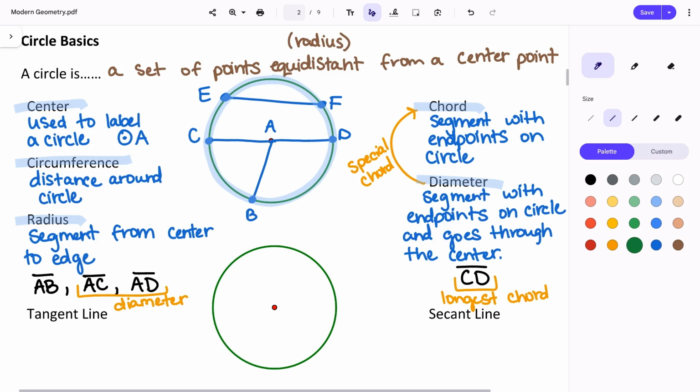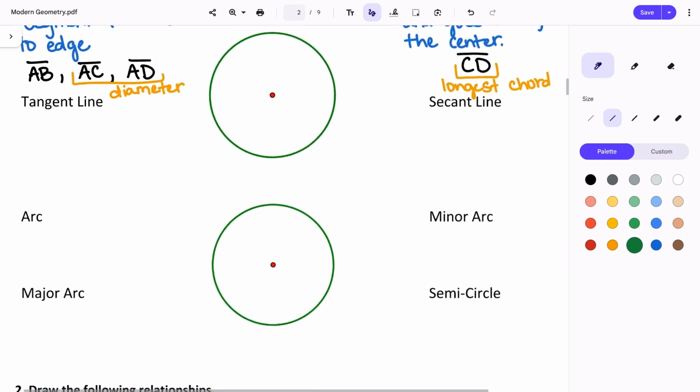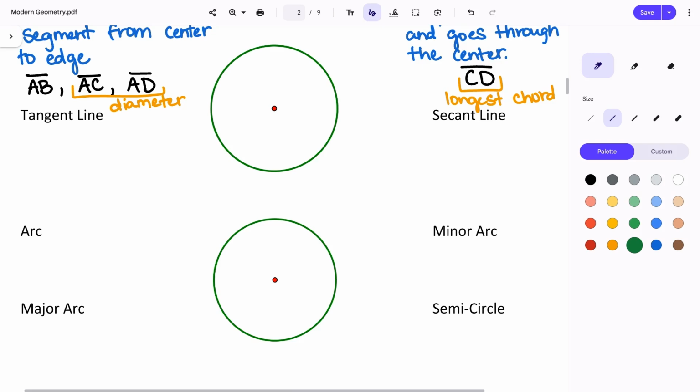Okay, so I'm going to move down to the next couple of words in our next circle here. On either side of the circle, it says tangent line and it says secant line. I want to talk about what these are and how they're different from each other. They're both lines. Lines we know go on forever in both directions. They have arrows on them. They have points on them that we could use to name the line. So that's what we're going to be looking for when we're drawing these.